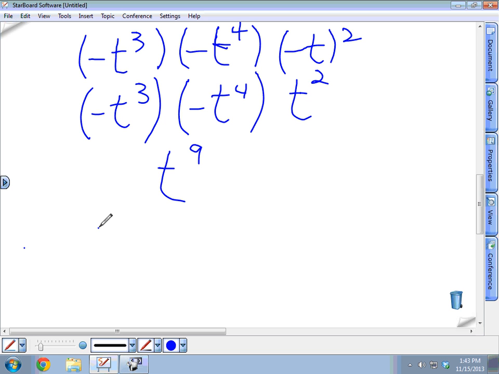Does anyone have a question on how I got the t to the 9th here? I'm confused. There's 3, 4, and 2. How'd you get the 9? I add the exponents. Oh, you're adding them. How'd you get positive t and negative t? Negative t, negative t, positive. Okay. That's why we're doing them. Some of these, especially with the negatives, can get difficult, guys. So that's why I'm going over these.